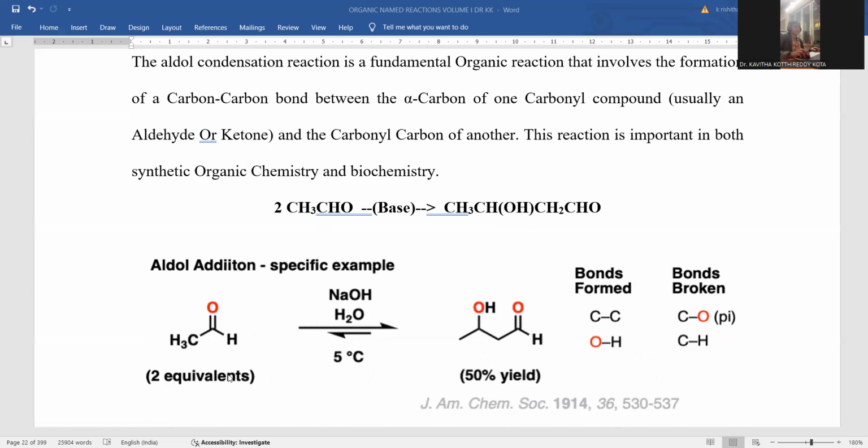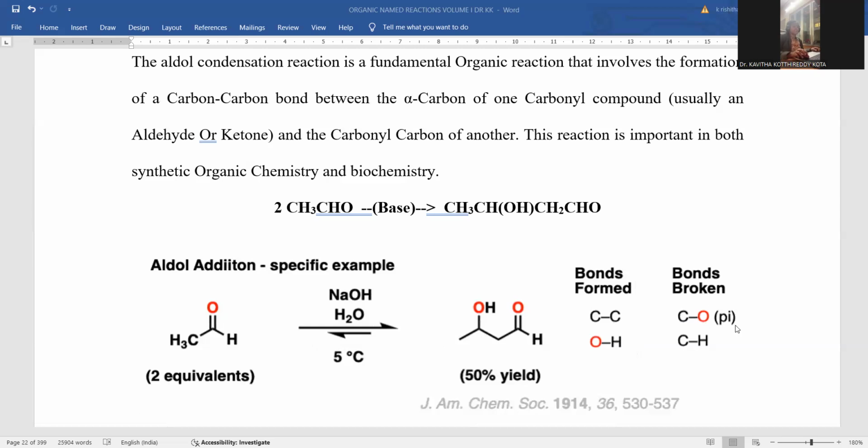The same reaction is represented in a systematic way, where we take 2 equivalents of acetaldehyde and treat with alkaline conditions like sodium hydroxide under aqueous conditions, with the temperature lowered to 5 degrees centigrade, and you are able to obtain beta hydroxyaldehyde as the final product, and the yield is comparatively low. Here a new carbon-carbon bond originates, and a new OH bond is also generated, the aldehyde group now turned into a hydroxyl, so OH bond formation is also common there.